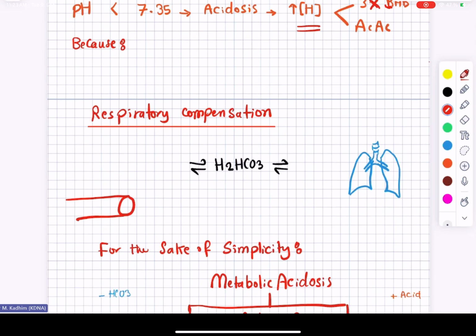The pH dropping below 7.35. Are you guys hearing me?